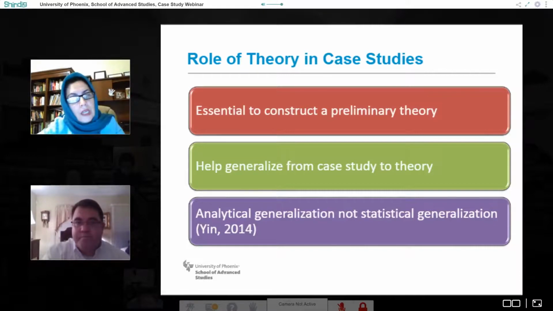But again, we have to be careful about generalization because you specifically focus on one context, so you can only apply the result in a similar context. You cannot generalize it to a larger population the way that we do in quantitative studies. The reason I added the word generalization is that Yin did, but really it's just application of what you find in similar contexts. That's all that you can do in case studies.